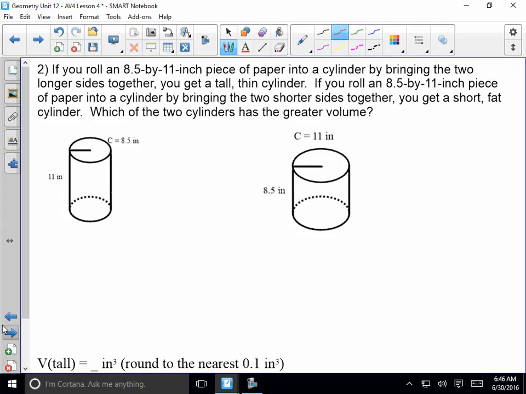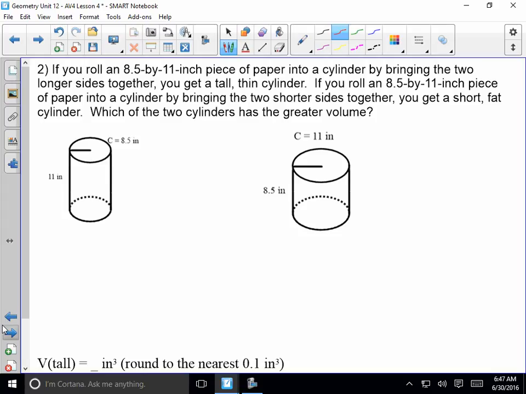Okay, next problem we had here. A couple questions on this throughout the unit. Looking at when we take a piece of paper, we have two possible cylinders that we can make. We have a cylinder with a circumference of 8.5 inches, the short measurement of the paper, or we can have a cylinder with a circumference of 11 inches.